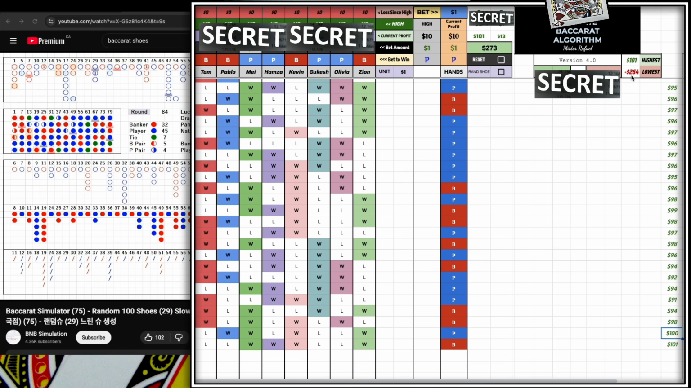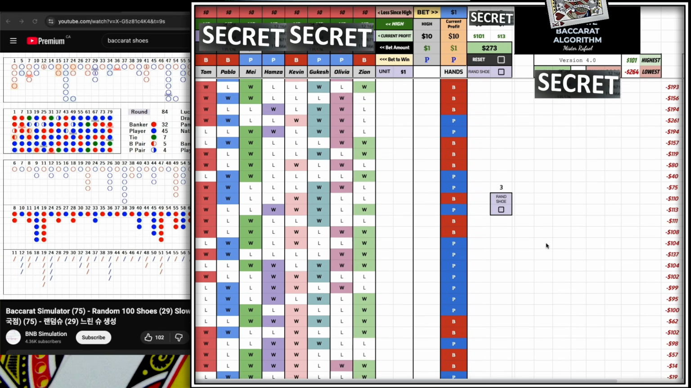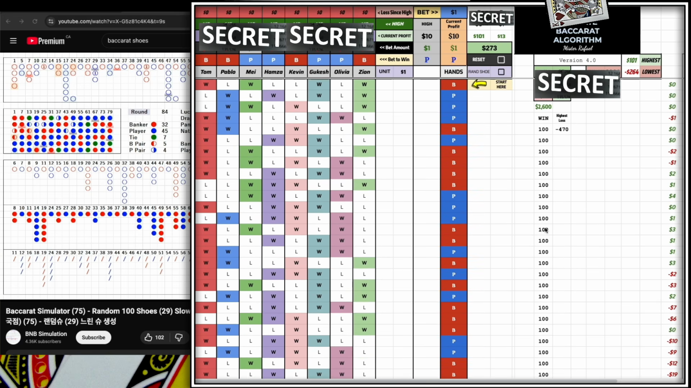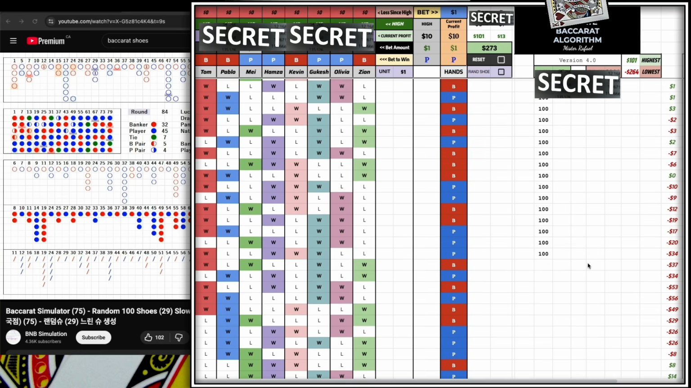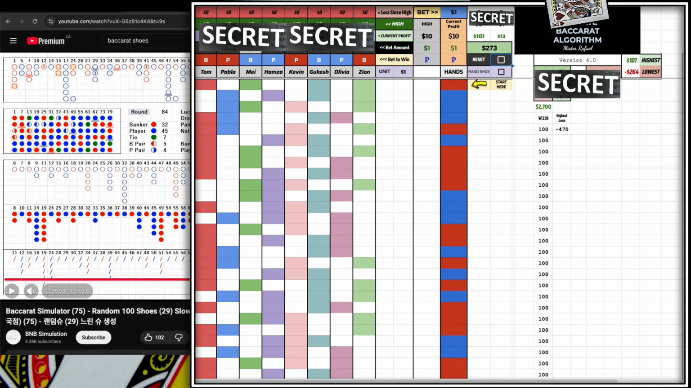Biggest drawdown stayed at minus 264. 3 shoes needed this time. All right. So no need to update this number. Minus 470 still the biggest drawdown. But we can add another $100 to the bank. Very nice. Let's clear. And let's move on to shoe 67.